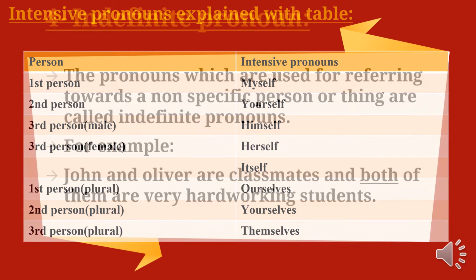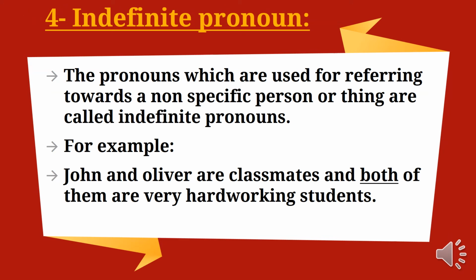Now let's move towards indefinite pronouns. The pronouns which are used for referring towards a non-specific person or thing are called indefinite pronouns. Observe the following example here. John and Oliver are classmates and both of them are very hardworking students. Here both will be considered as an indefinite pronoun.